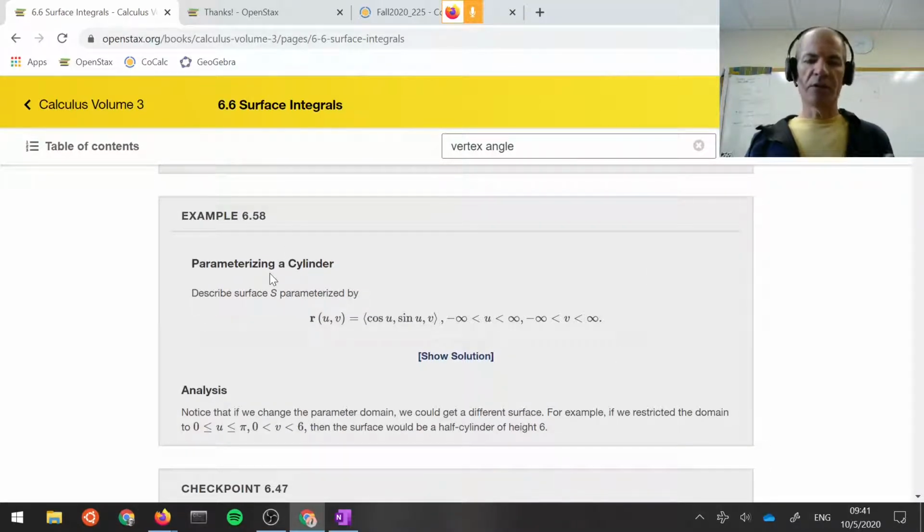Let's look at a very simple example. We want to parameterize a piece of a cylinder.